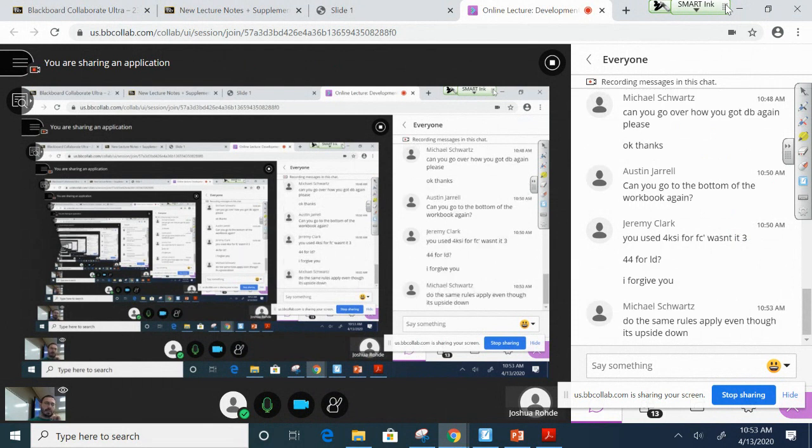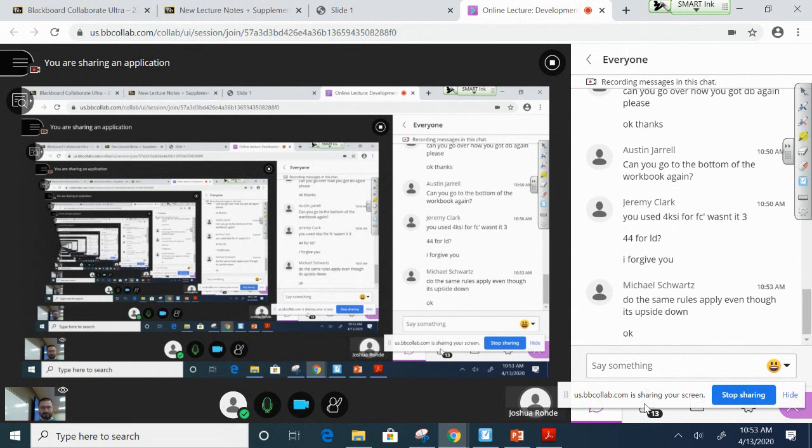Do the same rules apply even though it's upside down? Yeah, exactly, other than the fact that these are top bars and not bottom bars. So that should affect one of your factors. I'm not saying which. Any other quick questions I can address?